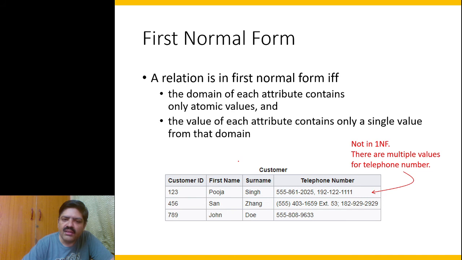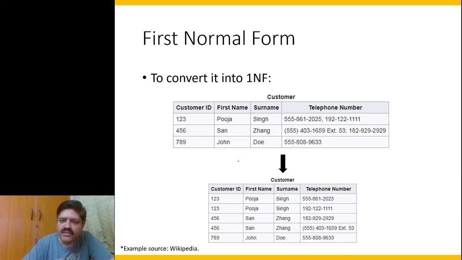To convert this to a first normal form, I have many choices. Here are two choices. In the first choice, I simply have one value in the telephone number column, and in order to insert another phone number for Pooja Singh, I simply add one more row and add the second phone number here. Now this table is in first normal form, but the problem is there is too much redundancy of data just to add one phone number.